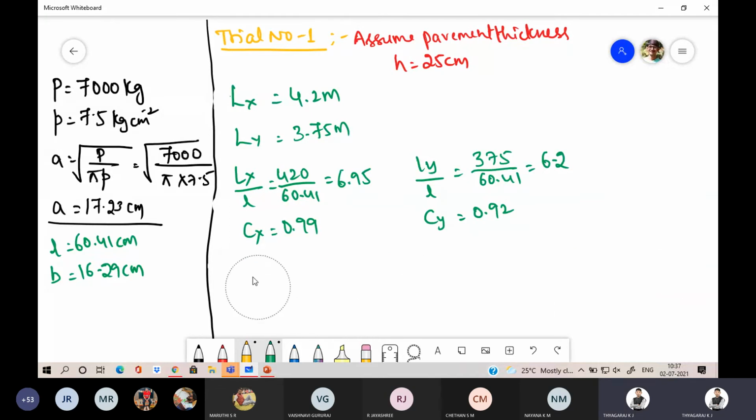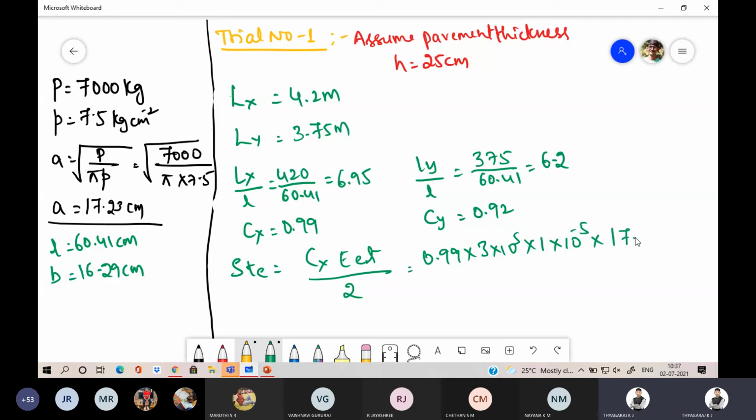Calculate the warping edge stress, that is St is equal to Cx into E alpha T divided by 2. So Cx is equal to 0.99 into E is 3 into 10 power 5. Thermal coefficient is 1 into 10 power minus 5. Temperature differential is 15.9, divided by 2. Check how much you are going to get. So is it clear how we are getting these values? 23.61.